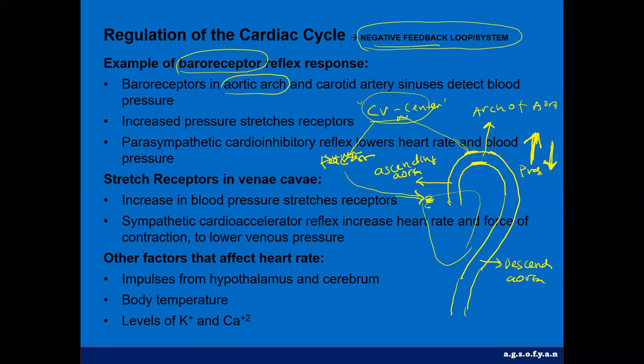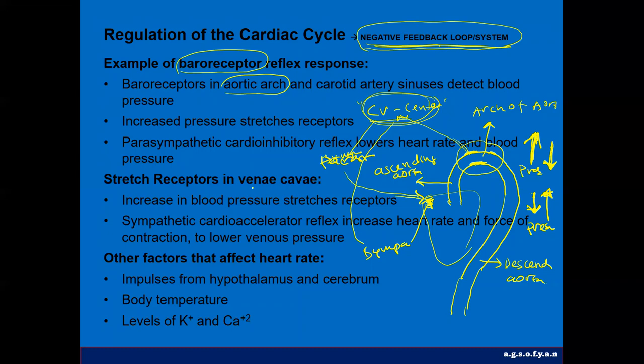On the other way, for example, if the baroreceptor over here senses that the pressure is decreasing, okay, it will also send the information to the CV center, and the CV center will send the information through the sympathetic division and tell the heart muscle to increase the heartbeat. When the heart muscle increases the heart beating, it will increase the pressure. Okay, so this is also what we call the negative feedback system. So this is how the baroreceptor controls our heart beating, by sensing the pressure.